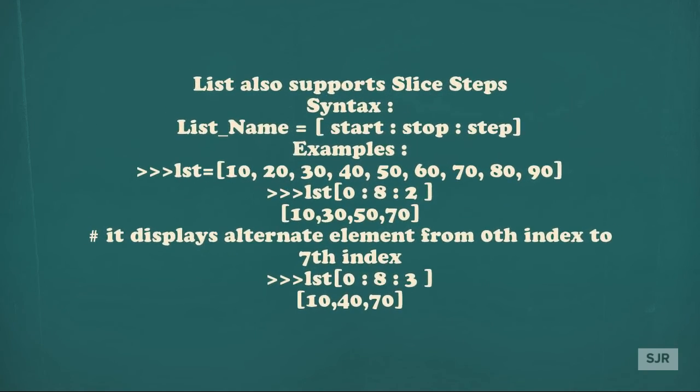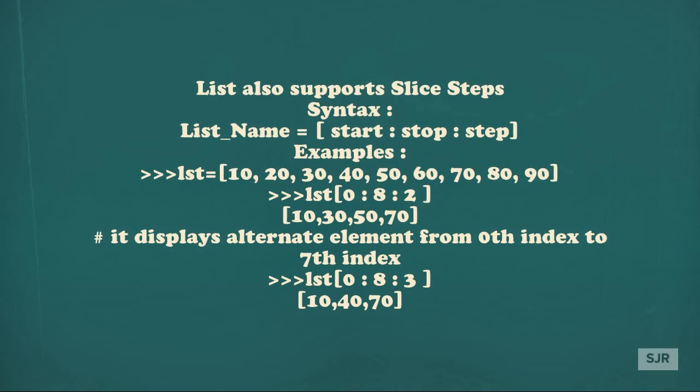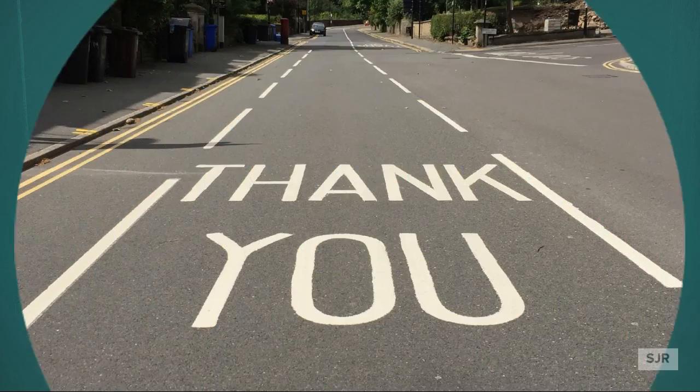List supports the slice step. If you provide the step value there, it means it skips that number of elements and takes the next element in the output. For example, if we write LST 0 colon 8 colon 2, that means it will start extracting from 0th index to the 8th index, that means 7th index, with the difference of 2. That means it will give the output 10, 30, 50, 70.